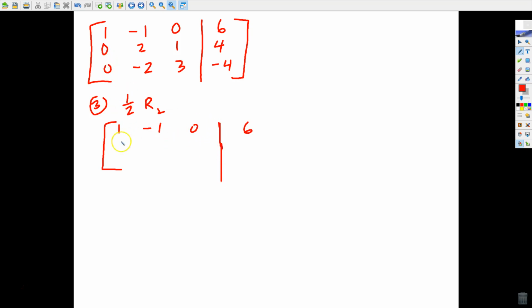One half times 0 is still 0. 1/2 times 2 is 1. 1 times 1/2. 1/2 times 4. I haven't done anything yet, in this step anyway, to row 3.